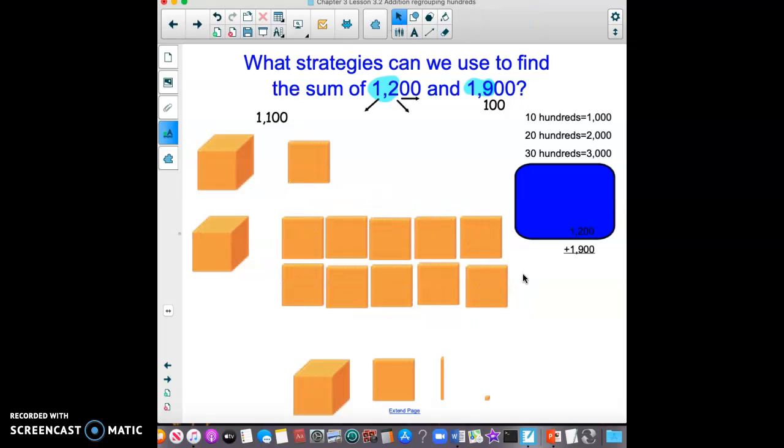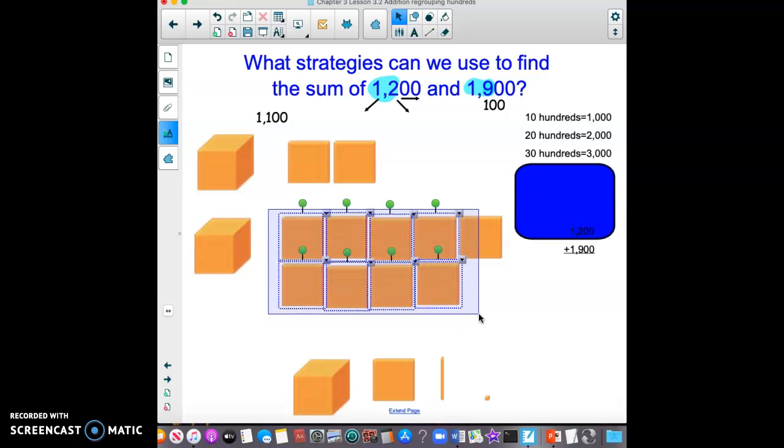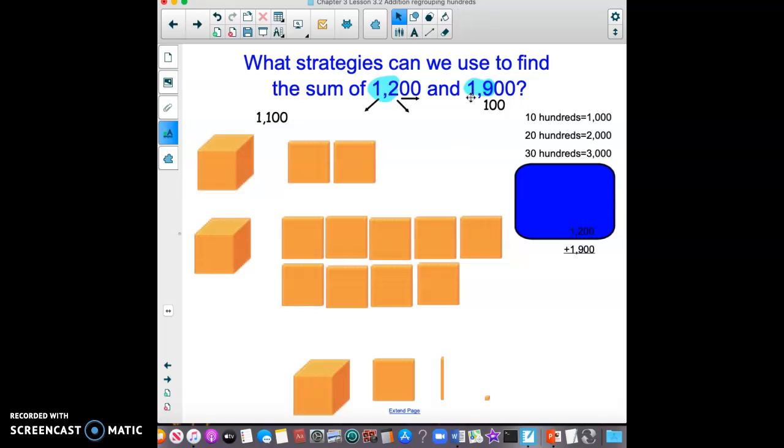And I'm going to slide this 100 back where it was. Here we've got 10 hundreds and 2 more hundreds. That's how I got this 1200. Here we've got 10 hundreds and 9 more hundreds. That's how I got 19 hundreds.